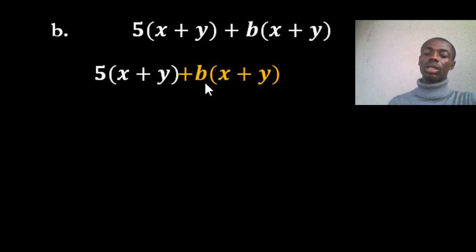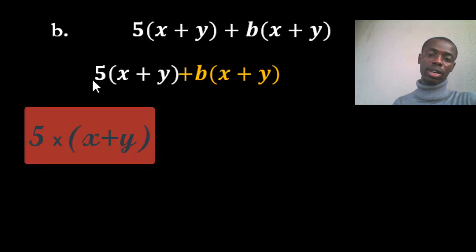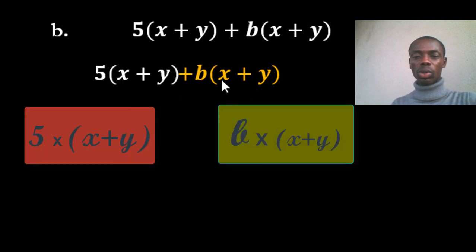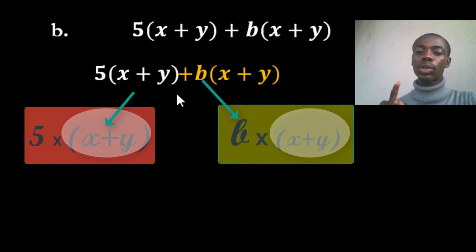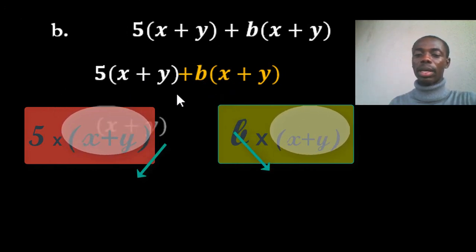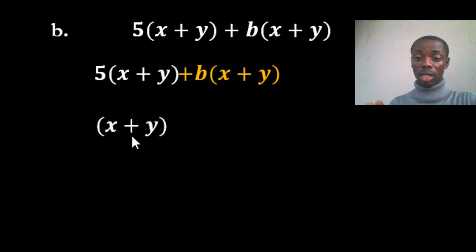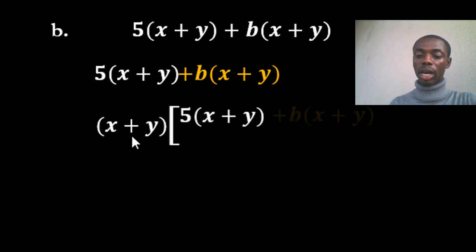Now you ask yourself, for the term in white and the term in gold, what do you think they have in common? I can see x plus y multiplying 5, and I'm also seeing x plus y multiplying b. So it means that x plus y is common to both terms. And if x plus y is common to both terms, then let me bring out x plus y as a common factor. Then use the factor to engage what I have in the brackets. So how do I engage?